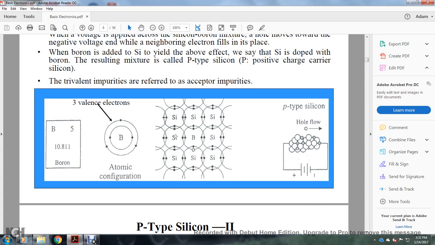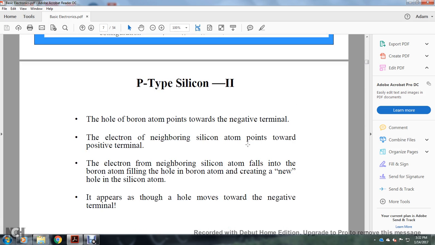Alright, this shows a hole in the silicon wafer system, showing a positive flow compared to the electrons through a wire and battery. In the P-type silicon, the hole on the boron atom moves toward the negative terminal of the battery. The electron of the neighboring silicon atom points toward the positive terminal. The electron of the neighboring silicon atom falls into the boron atom, filling the hole of the boron atom and creating a new hole in the silicon atom. It appears that the hole moves towards the negative terminal.